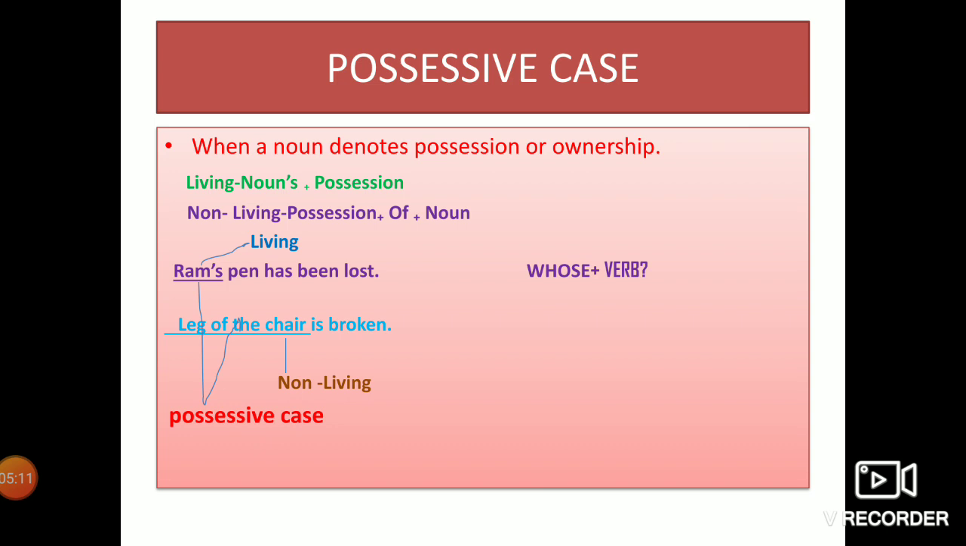First is Ram's pen has been lost. The question arises, whose pen has been lost? Ram's. So Ram's here is possessive case of a noun. Next example is leg of the chair is broken. Here chair is a non-living thing. We haven't used apostrophe s here. We have used of. So leg of the chair is in possessive case.